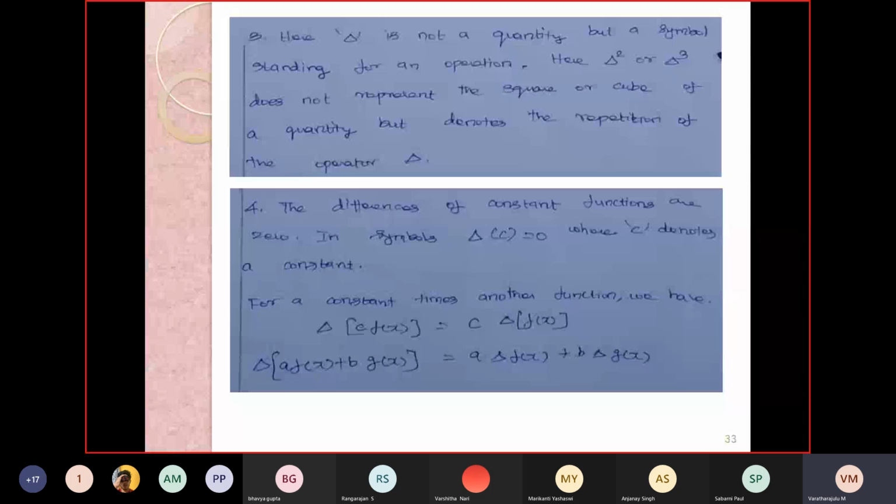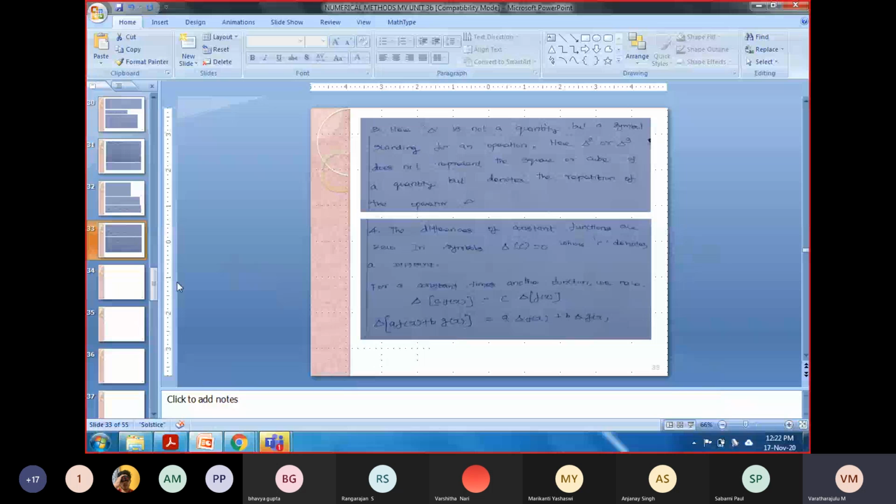Do you have any doubts over the derivations of Lagrange's or the derivations over Newton's interpolation? Do you have any doubts over the derivation?